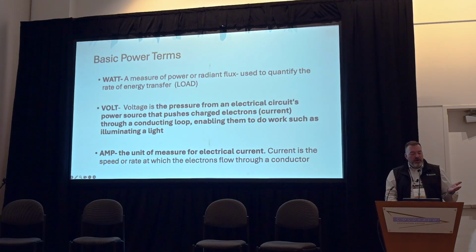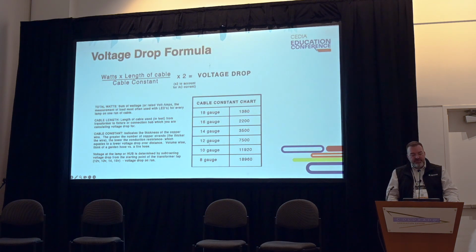So basic power terms, I don't think I probably need to go through this, but a watt is a measure of power, a radiant flux. A volt is the pressure that's pushing through the line. Obviously the higher the voltage, the more pressure there is. And an amp is simply a unit of measure of electrical current. That's all it is.